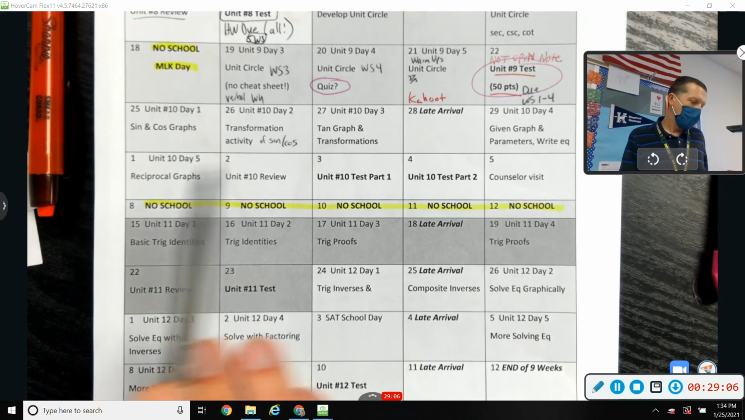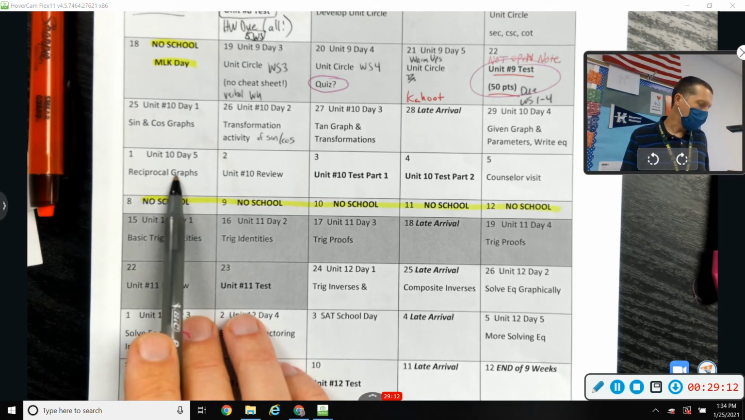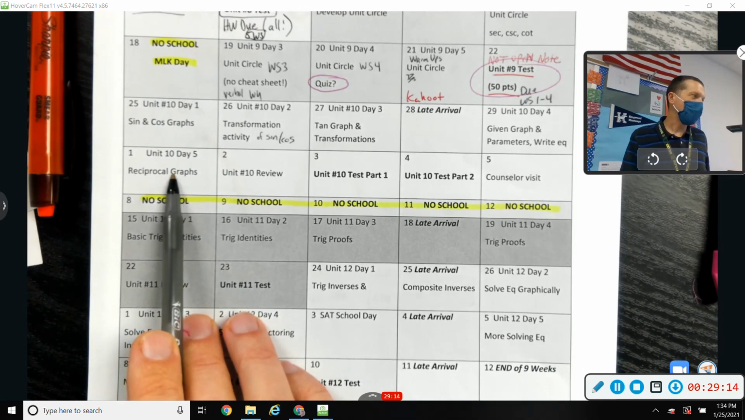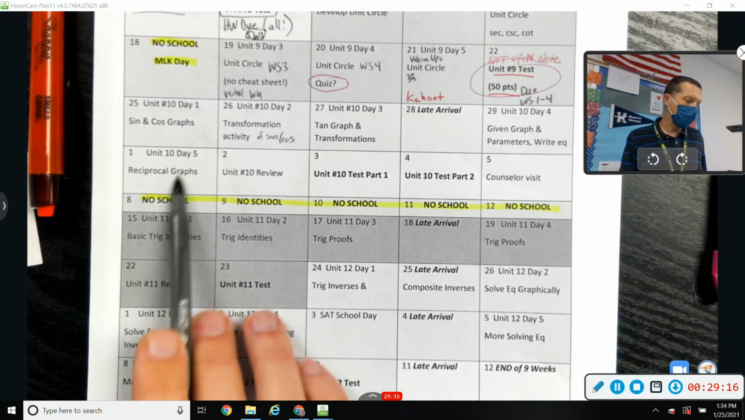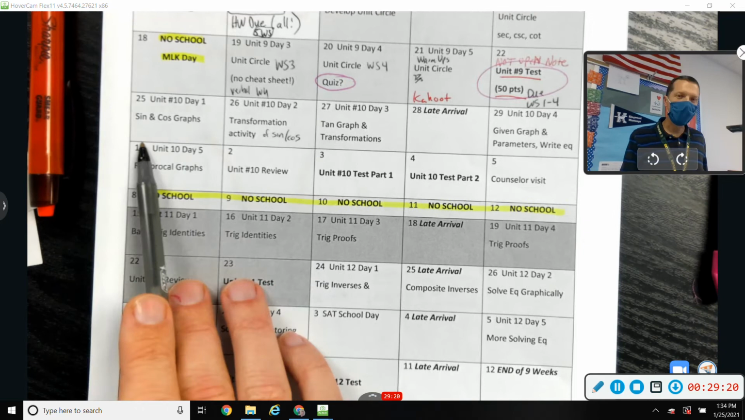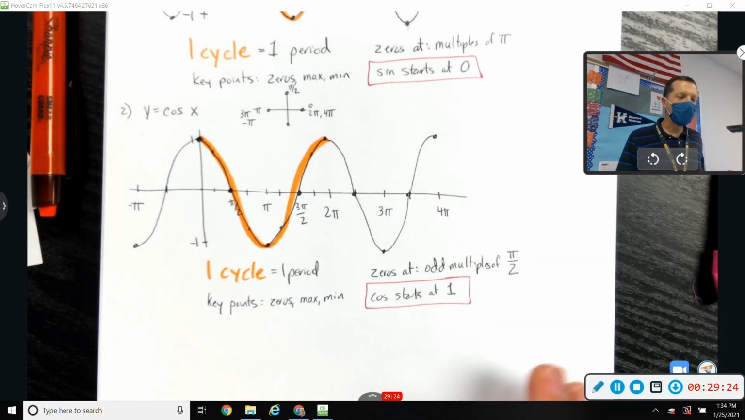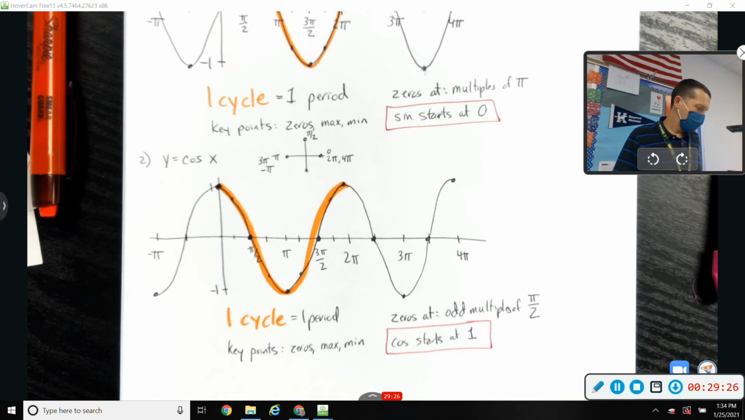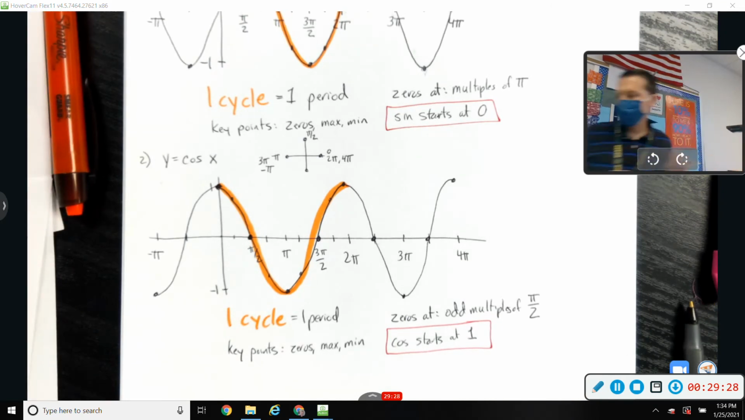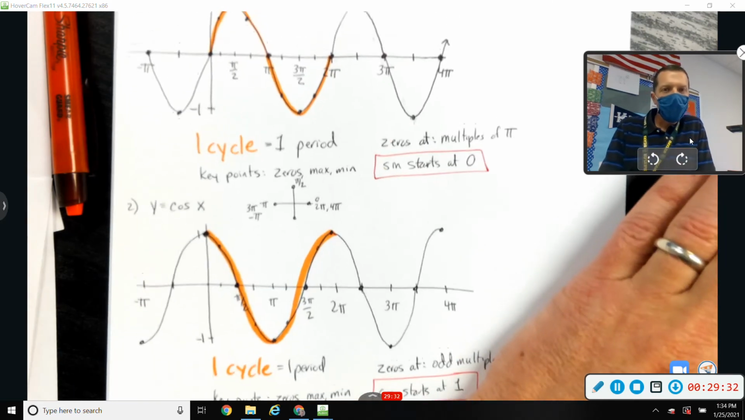Reciprocal graphs, that sounds hard, but it's really not. Graphs of secant and cosecant are just more practice with sine and cosine. That'll make more sense when we get there. Every day a review. Tomorrow's a review of what we're doing today. So, yeah, it's not easy, but that's all we're doing this unit. Let me give you the worksheet for today, and we'll do a few things together on it.